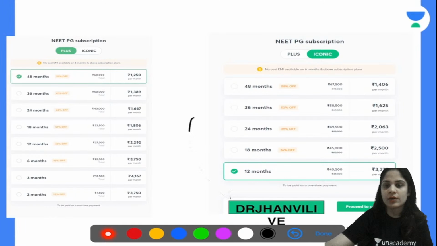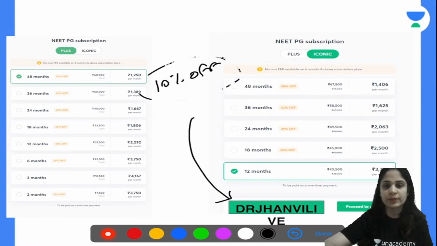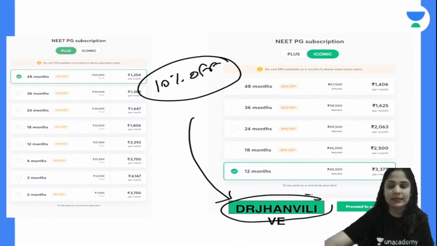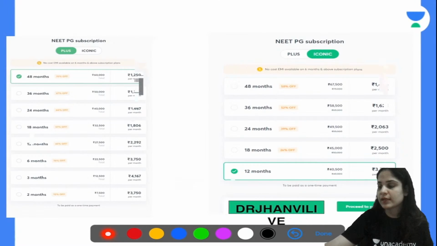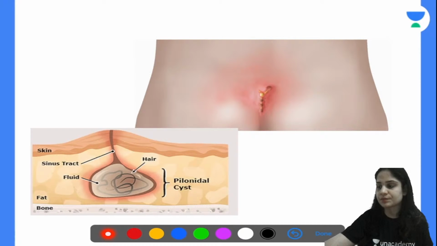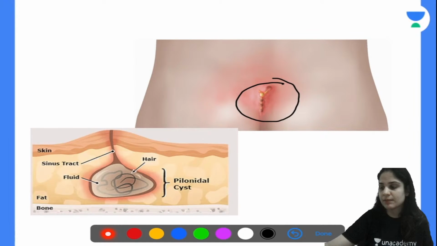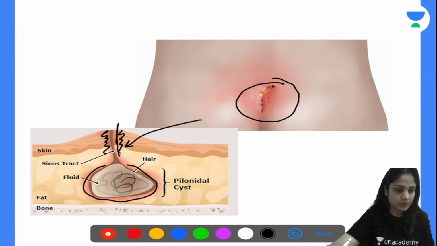All right, so let's begin with our class for today. The first thing that we are going to be discussing is CA rectum and anal canal. Can you tell me, guys, what exactly is this condition? You see it in the middle of the buttocks of the patient, and it is something which is infective. If you see it microscopically, there is an open tract that is leading out to the buttocks. This tract is lined by epithelium, and inside there is a collection of hair. Any idea what we are talking about over here?